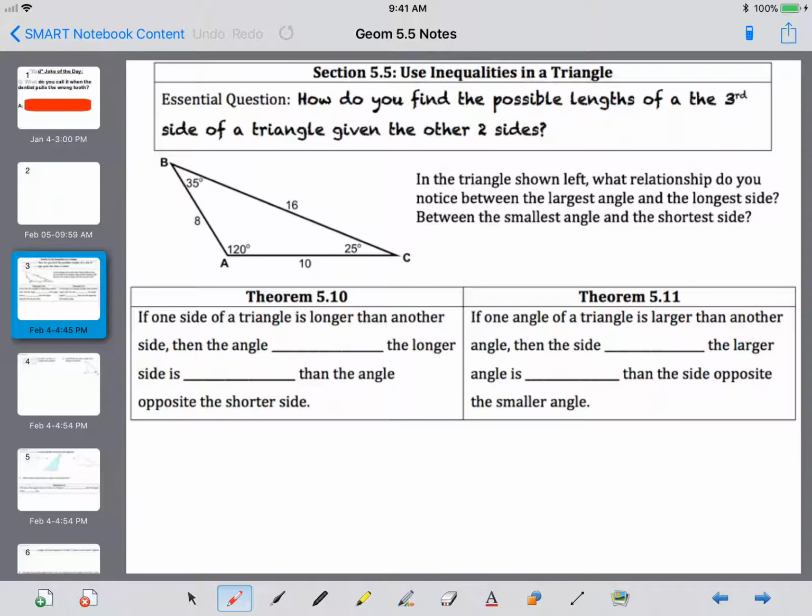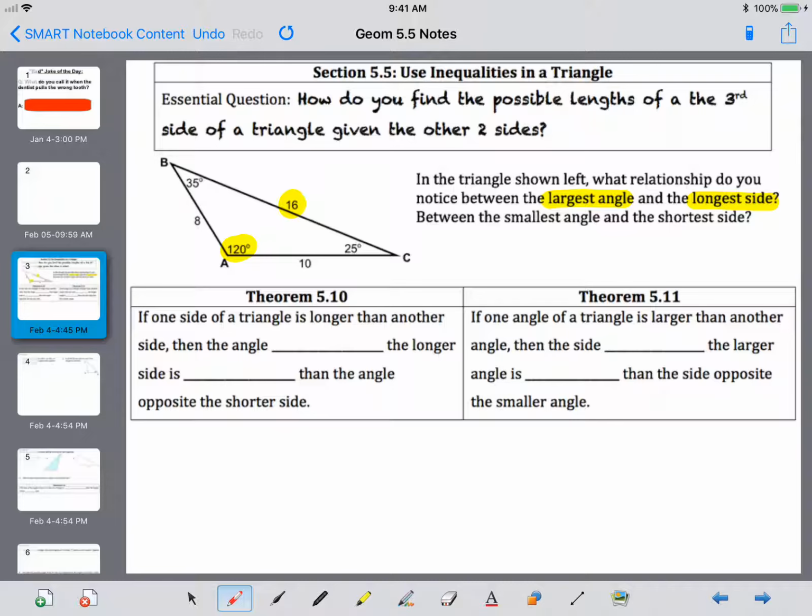In lesson 5.5, we're going to figure out, if you know two lengths of a triangle, how to find what that third side length could be. So in our first example, we're going to look at, in this triangle shown here, what relationship we notice between the largest angle and the longest side. So I see my largest angle is 120 degrees and my longest side is 16.